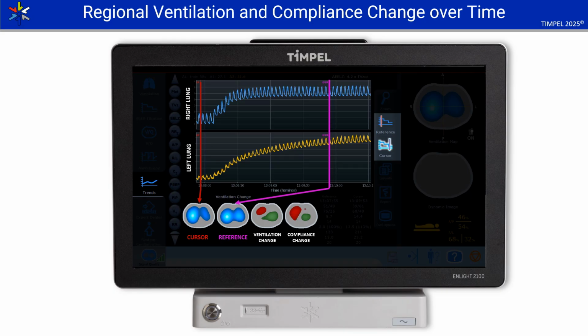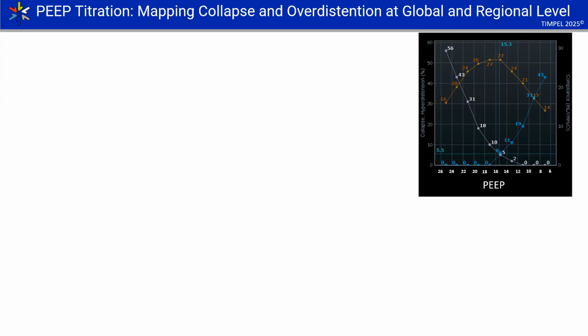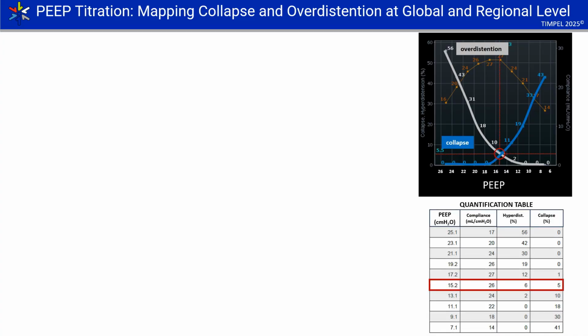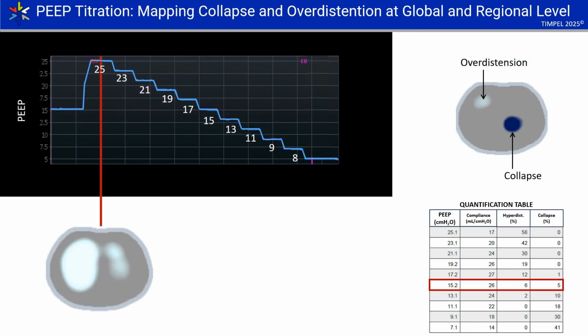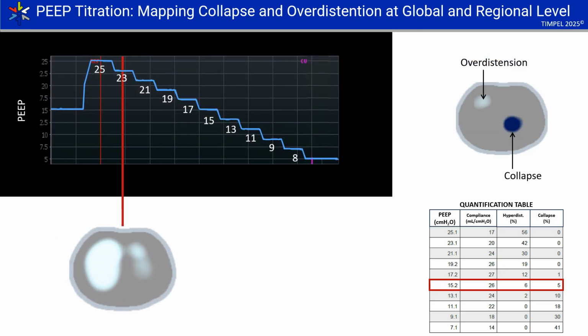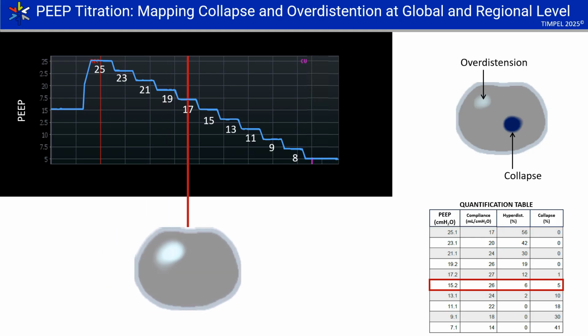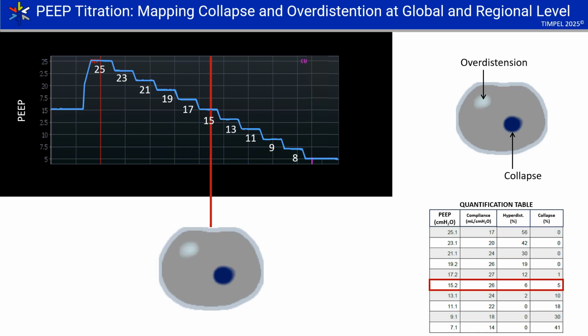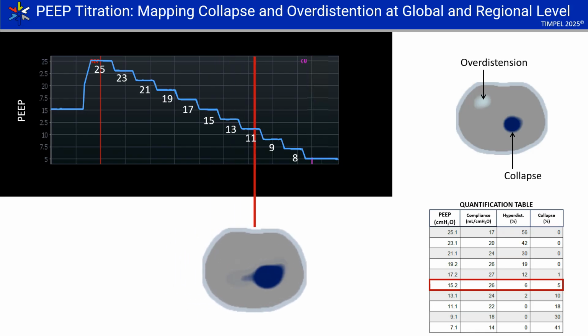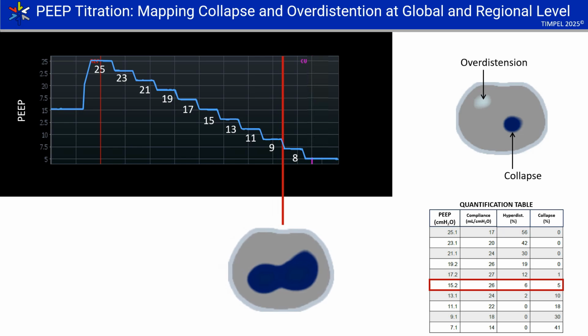Similarly, we can generate a map showing regional compliance changes, as illustrated here. But for each level of PEEP during decremental PEEP trial, PEEP titration tool quantifies the amount of collapsed and overdistended lung tissue expressed in percentages. In addition to this numerical representation, a regional map visualizes the distribution of overdistension and collapse. This allows clinicians to identify the PEEP setting that minimizes both collapse and overdistension and helps to decide the PEEP level and position individually for each patient.